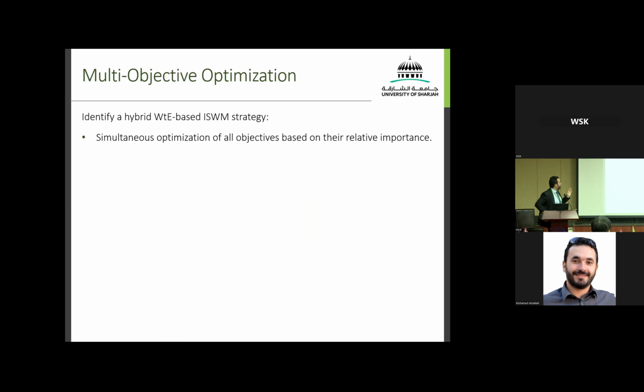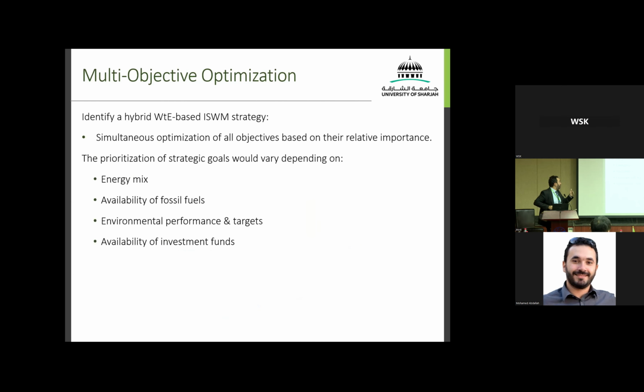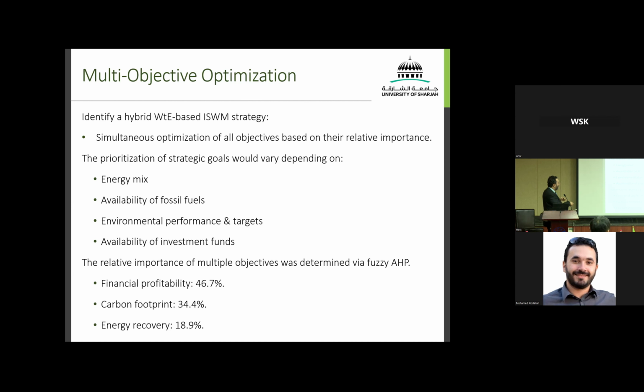So the multi-objective optimization, as I said, we put relative importance for every strategy. We ask experts that will see the energy mix of the country, number one. They will see the availability of other types of fuels, the environmental performance of the country and the targets, so if they have certain targets to achieve, and the availability of investment funds. Each one of these will change the relative importance of those contradicting, or not necessarily contradicting, objectives.